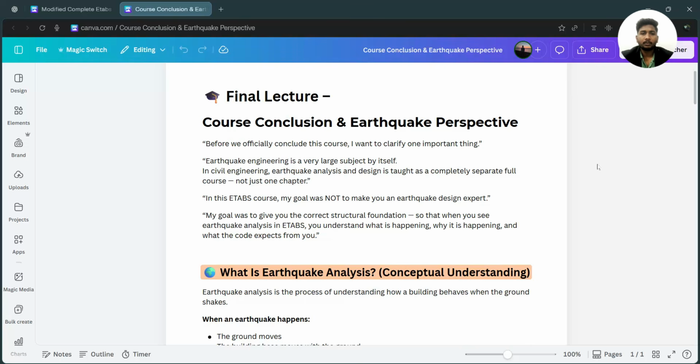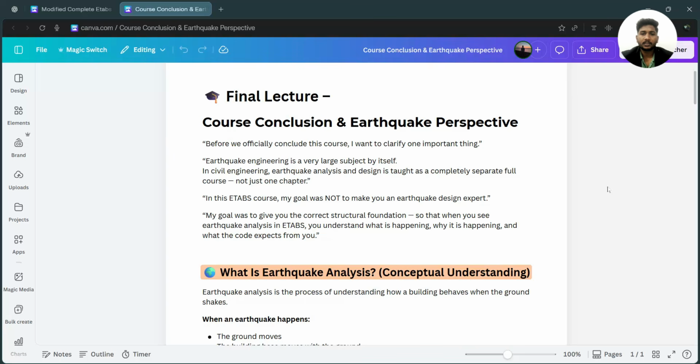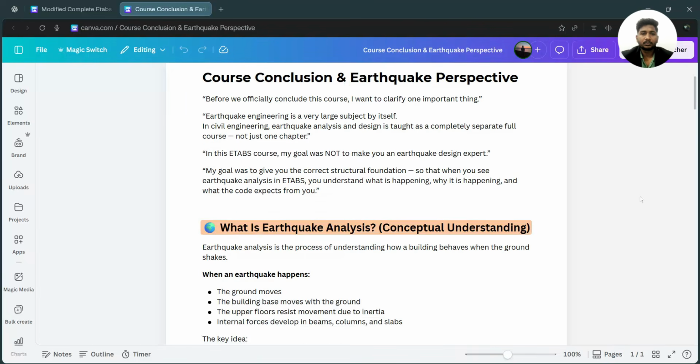In this ETABS course, my goal was not to make you an earthquake design expert. I have just covered your full foundation. My goal was to give you the correct structural foundation so that when you see the earthquake analysis in ETABS, you understand what is happening, why it is happening, and what the code expects from you. That was the course conclusion.